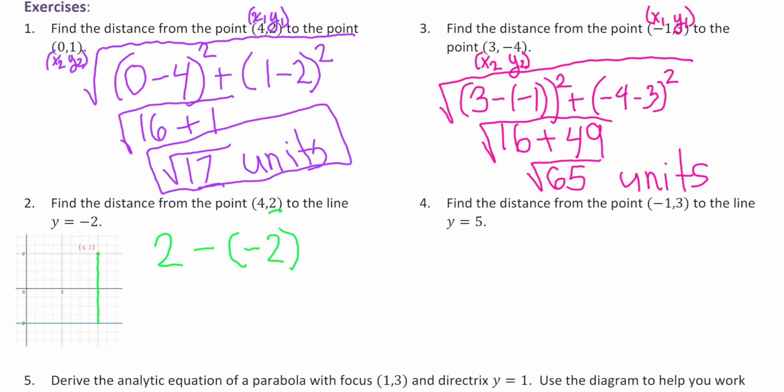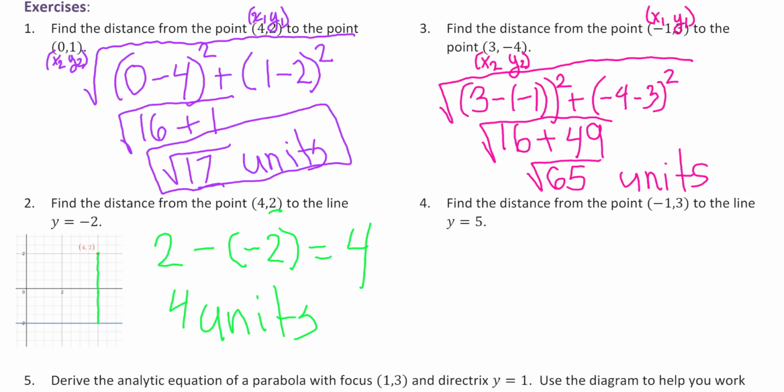So 2 minus negative 2 is 4, which makes sense because if we look at the x-axis, the point is 2 units above the x-axis, and the line is 2 units below the x-axis. So the total distance would be 4 units. And we can do the same thing over here for question number 4.